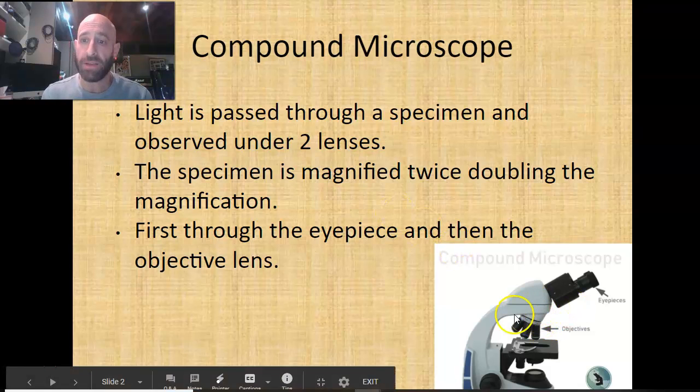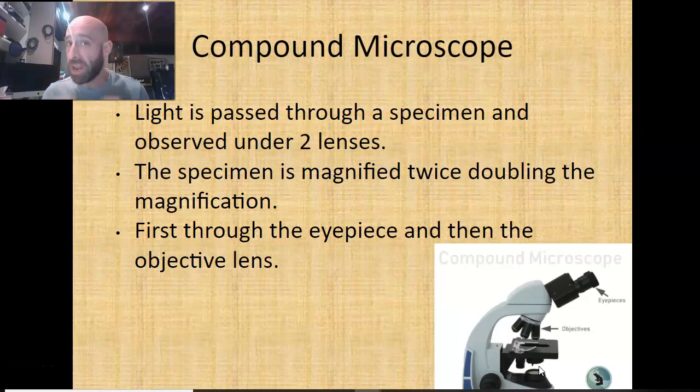So if you take a look down here, this shows a compound microscope. What ends up happening is light gets passed through a specimen. So if you want to look at something under a microscope, the most important thing is it has to be thin enough that light can pass through it. So if I were to take my finger and put it on a microscope, it wouldn't work because my finger is too thick to have light pass through it. I would have to take a thin sample of my skin, put it on the microscope, and take a look at it.